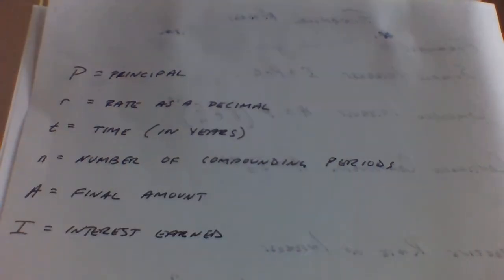The letter N is going to represent the number of compounding periods. We're going to come back and talk a little bit more about how to find those N values in a second. Let's talk about the last couple letters that we have and what they represent. And our last two letters, A is going to represent the final amount of money that we have after our investment, and I is going to represent the interest that we earned. Now let's go talk more about these N values when we have compounding periods.